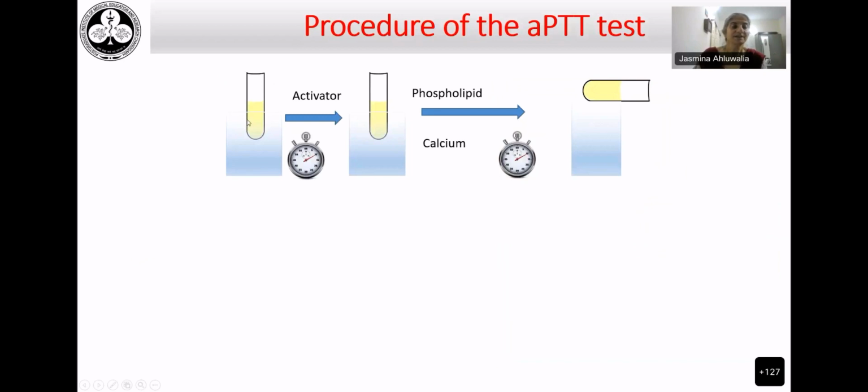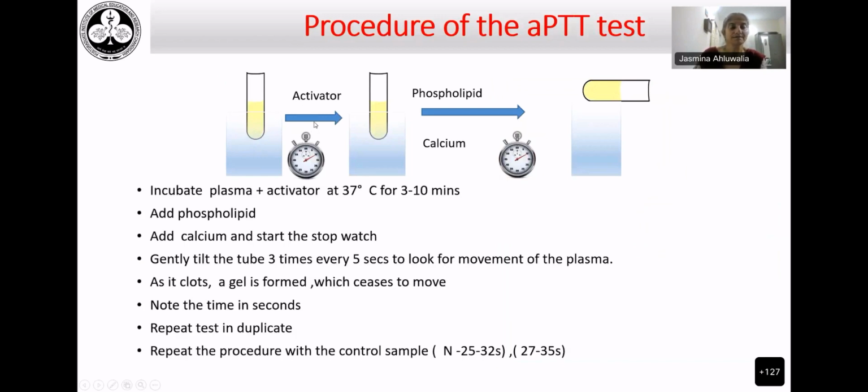In the procedure of the test, the sample has to be activated first because, remember, there's no tissue factor. So the activator is added, and this is then allowed to activate the sample for a fixed time, 3 or 10 minutes. Then we add phospholipid and calcium, start the stopwatch, and again, keep tilting the tube and checking when the clot forms. The clotting time for APTT is usually between 25 to 32 seconds, but maybe even longer depending on the reagent.